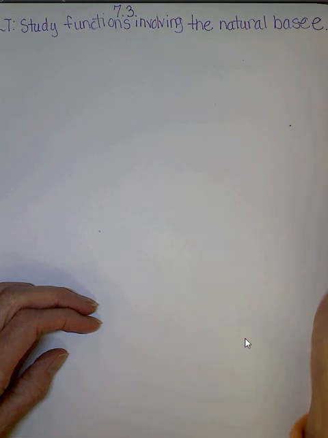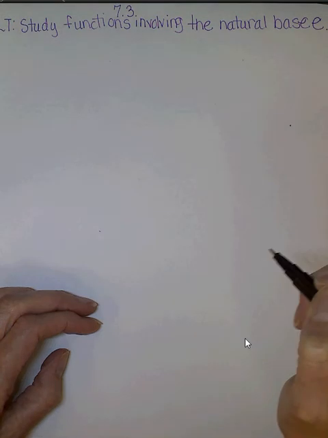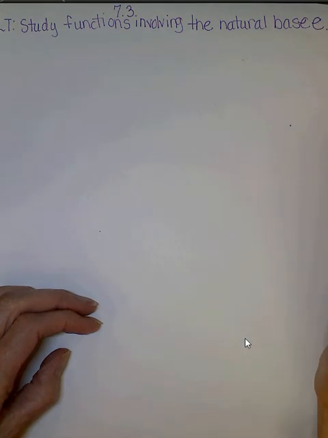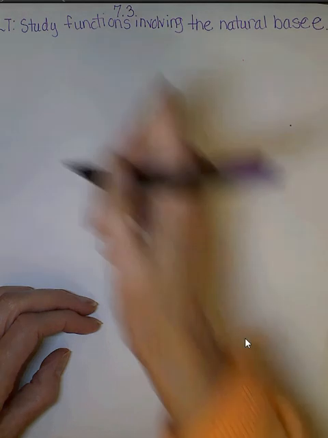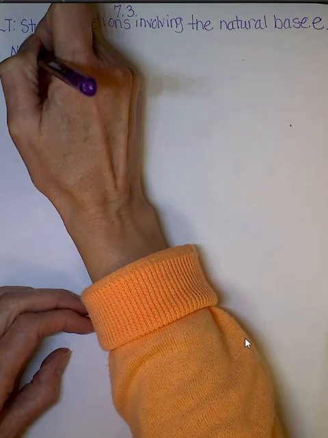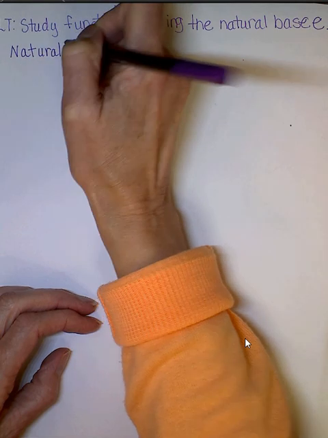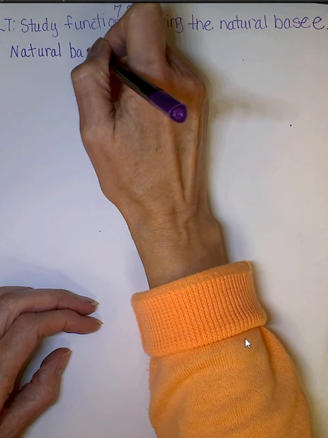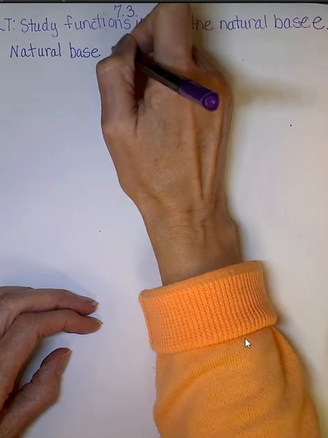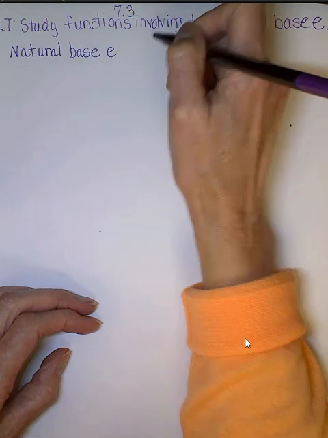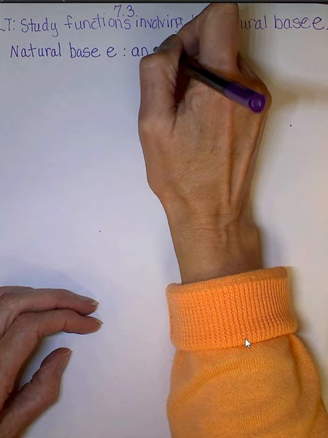This is going to be very similar to what we've done in 7.1 and 7.2, but we're introducing a new number, and I always feel silly saying this, but it's the number e. And it's very similar in many ways to the number pi. So it is called the natural base, and that'll be more clear why we call it that later. And it's an irrational number, just like pi.